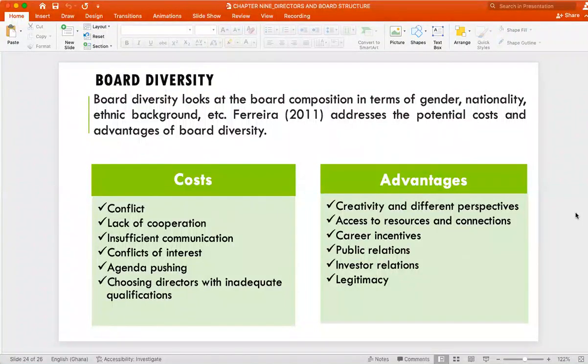That you don't have anybody, your CEO is gone, the company doesn't have any CEO, or your directors have resigned and you don't have people to replace them. Okay. Then we have board diversity. I think I've kept mentioning this over and over again. So board diversity looks at the board composition in terms of gender, nationality, ethnic background, and so on and so forth. All right. So it's coming from the word diversity.